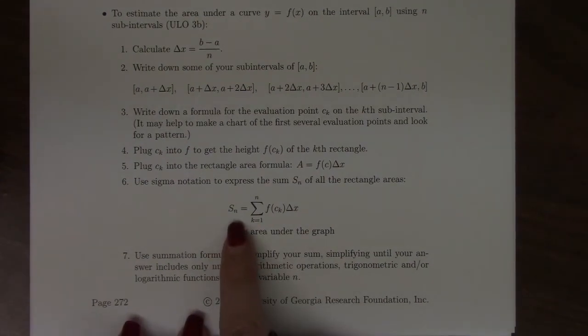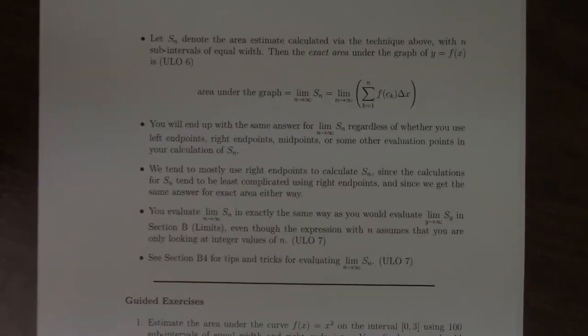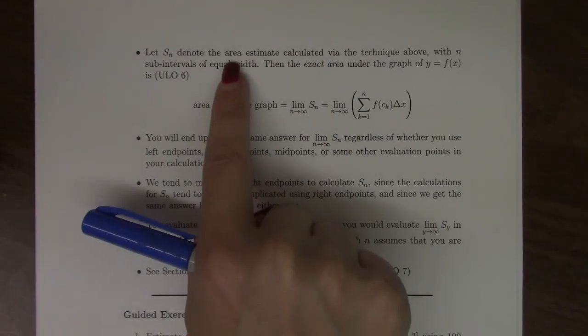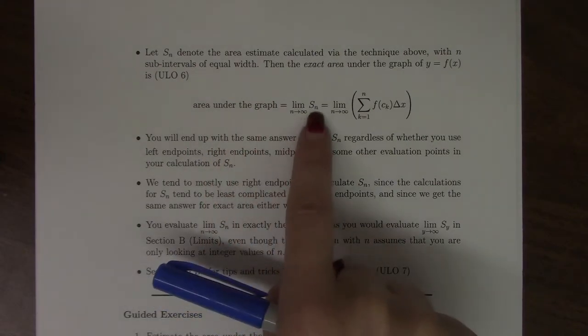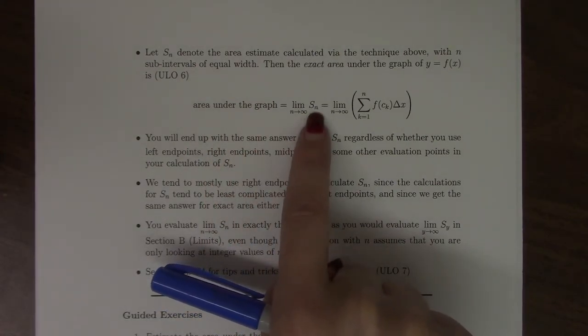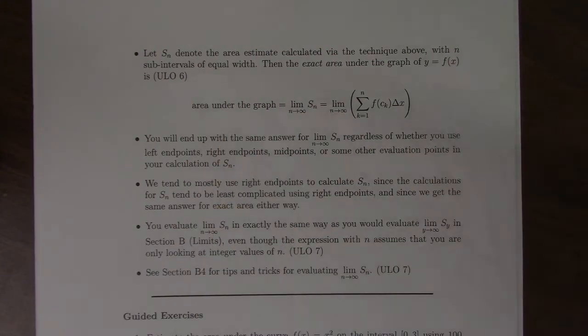So S sub n means the sum of n rectangles, and so that's going to generate the area under the graph. S sub n is going to be an estimate of the area, but once we take the limit as n goes to infinity, and we've now got infinitely many rectangles, we actually get the exact area under the graph.